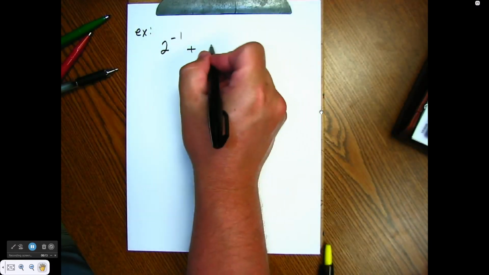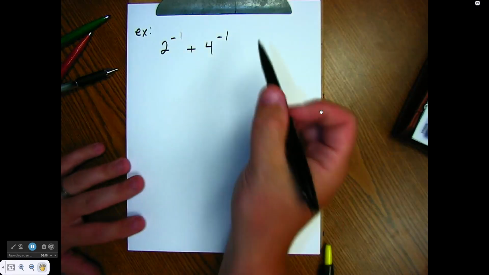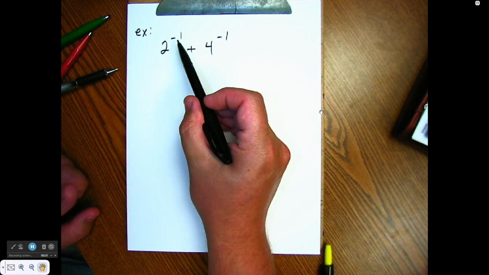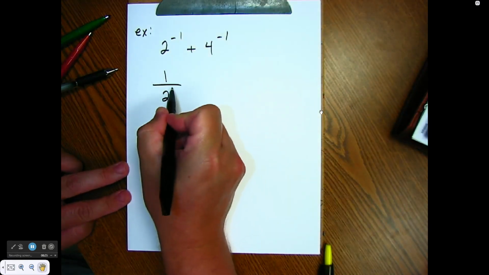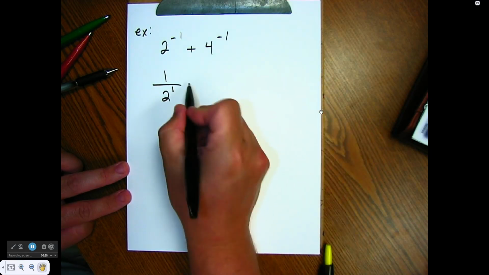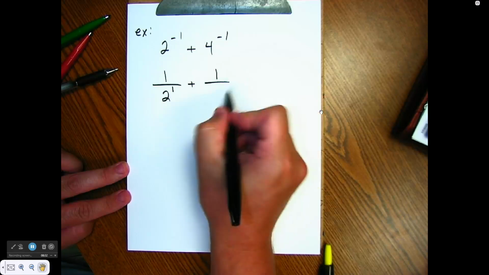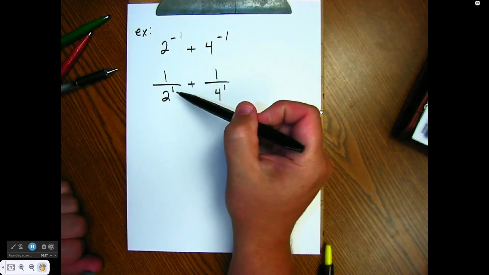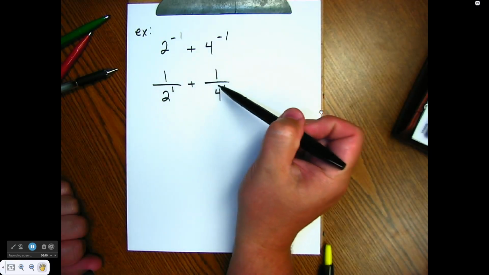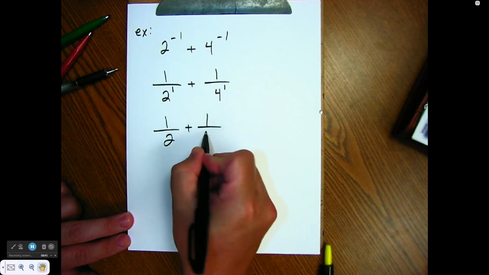2 to the -1 plus 4 to the -1. First, I need to address the negative exponent. This now becomes 1 over 2 to the +1, plus this 4 to the -1 now becomes 1 over 4 to the +1. Now, we don't have to show those exponents of 1, so what I'm dealing with is 1/2 plus 1/4.